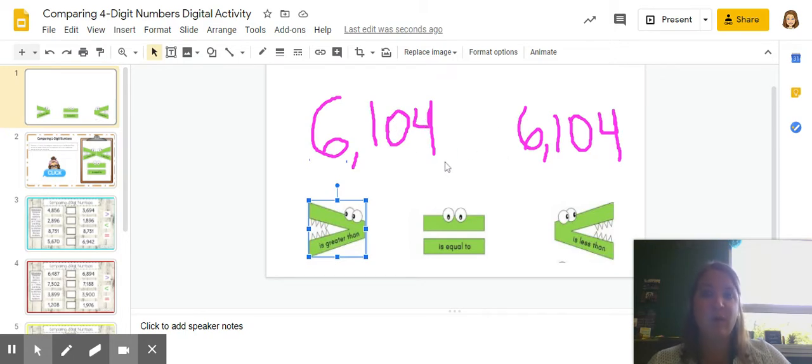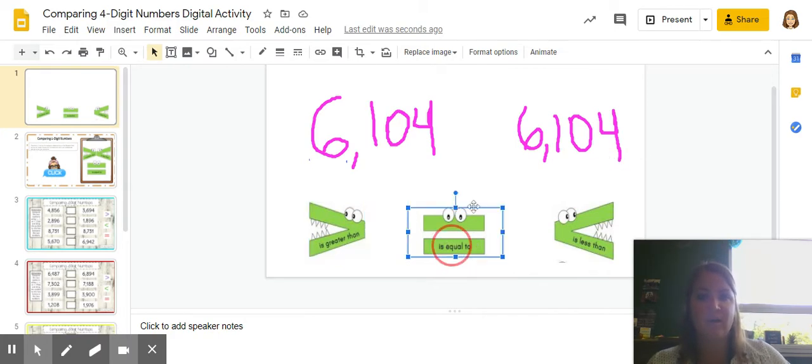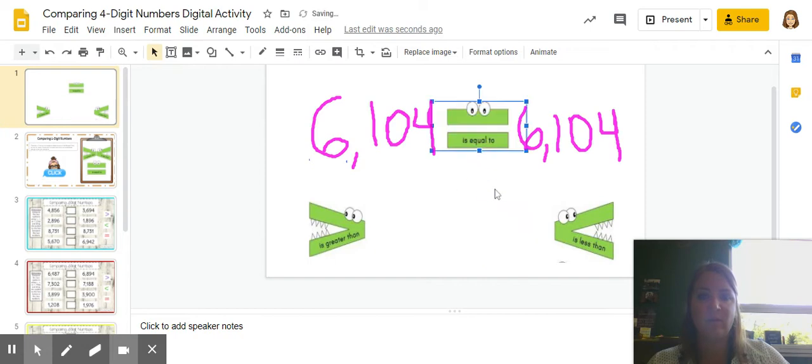Last but not least, we've got our ones. We've got a 4 and a 4, still equal. These are the exact same numbers, so we're going to put our equal sign in between. Let's read it together as a sentence. 6,104 is equal to 6,104. Great job, guys.